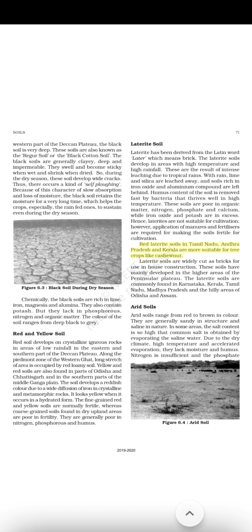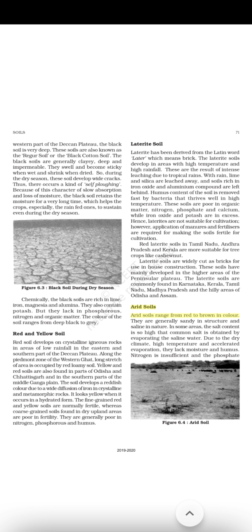Red laterite soils in Tamil Nadu, Andhra Pradesh, and Kerala are more suitable for tree crops like cashew nut. Laterite soils are widely cut as bricks for use in house construction. These soils have mainly developed in the higher areas of the Peninsular Plateau. The laterite soils are commonly found in Karnataka, Kerala, Tamil Nadu, Madhya Pradesh, and the hilly areas of Orissa and Assam.